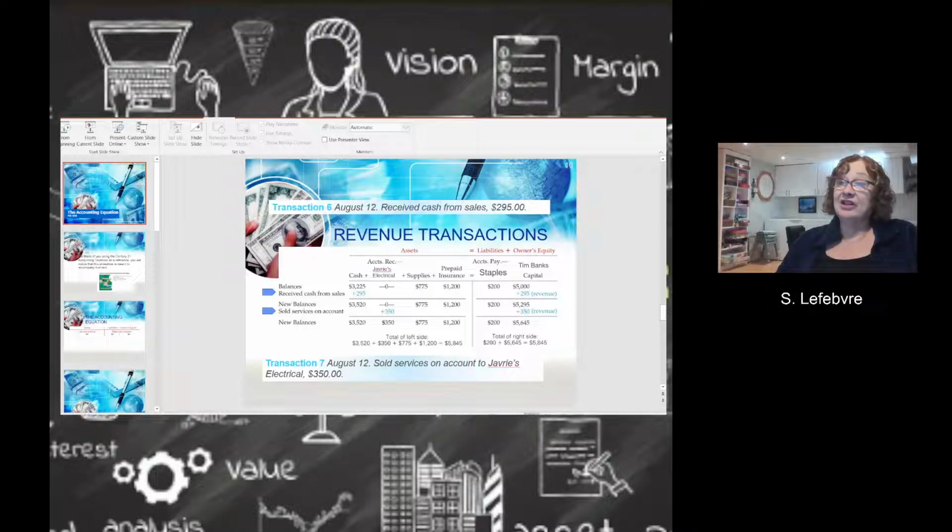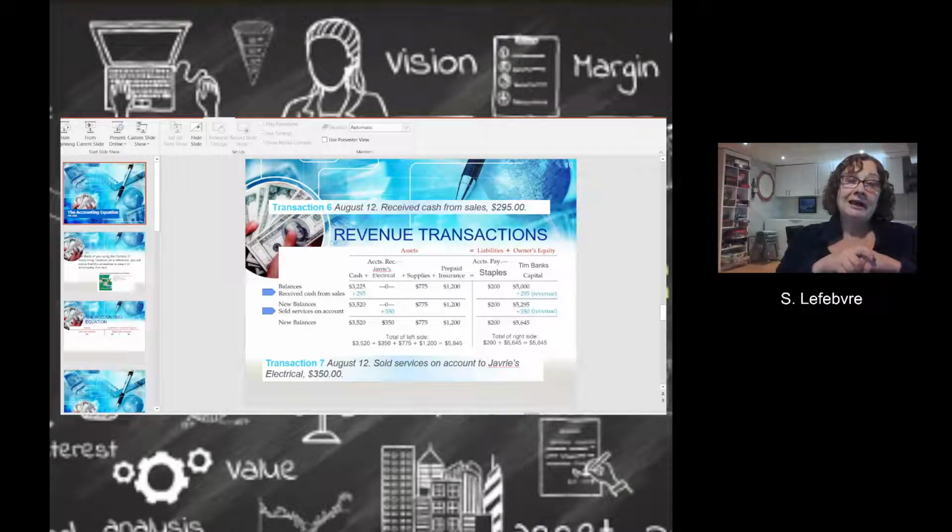Let's look at transaction 7. So August the 12th, we sold services on account to Javries Electrical, $350. So here's a new on account, is sometimes we're going to let our customers charge. And so that is an asset because it's as good as cash coming in. If you're a good business owner, you're not going to let people that aren't going to repay you charge. But in order to build business, we want to create goodwill.